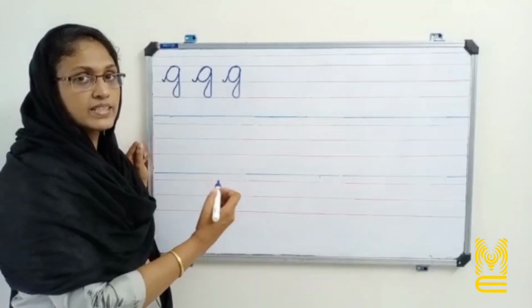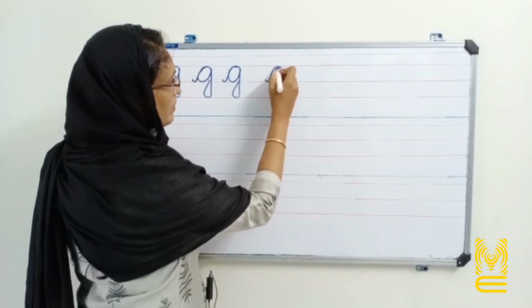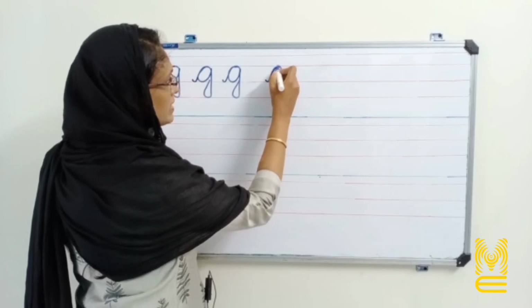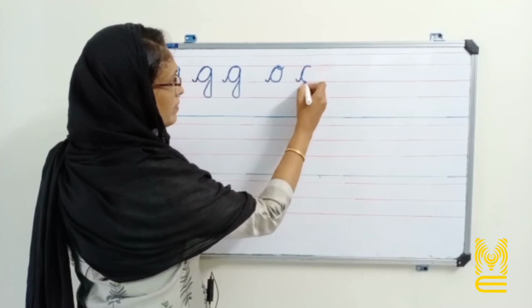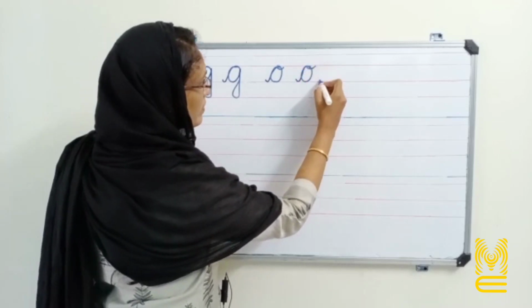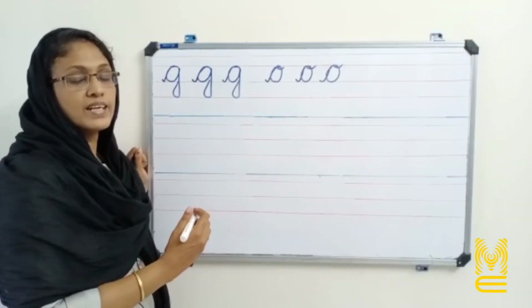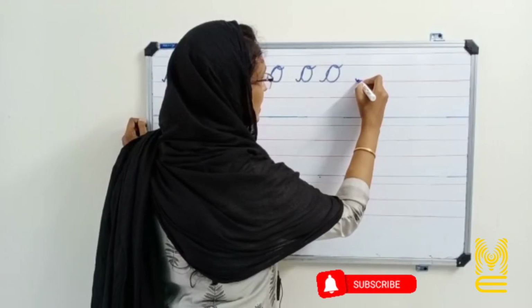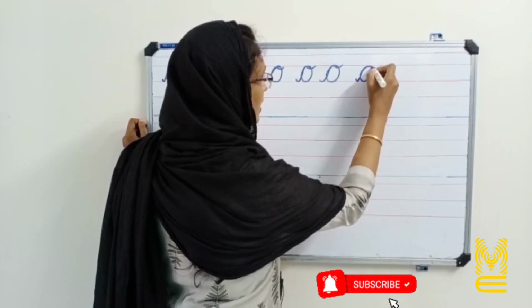Let's write the next letter O. Again like C, letter O. It's very easy. Next is letter Q. Again write C, then like A.